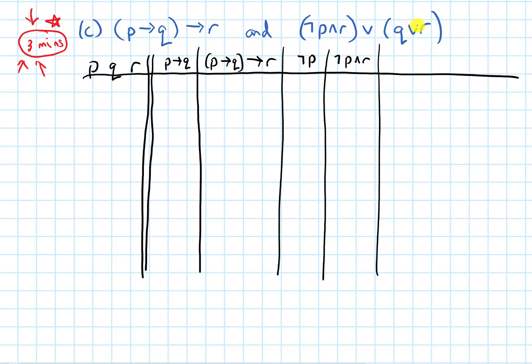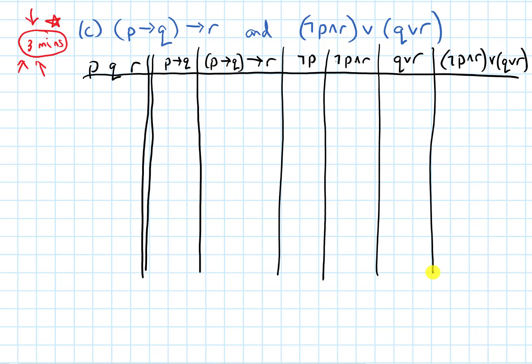I will also need to get Q or R, which I'm ready to build already, because we'll already have Q and R. And then I can put these two things together and get (not P and R) or (Q or R).